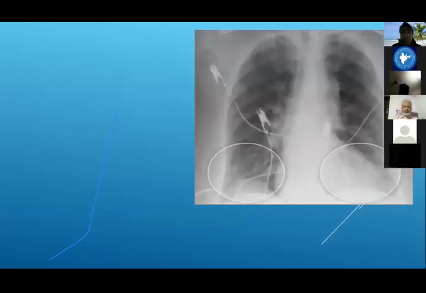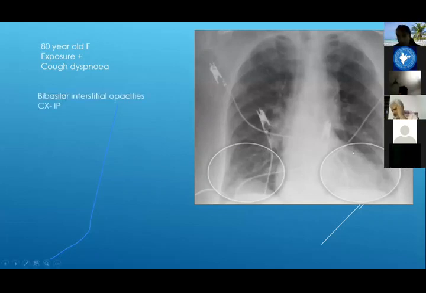The next case, it's an 80-year-old female. She has a strong exposure and is now presenting with cough and dyspnea. Here in this chest X-ray, we are seeing bibasilar interstitial opacities, linear opacities. Again, it's not consolidation, some linear opacities. And here also we can give it as chest X-ray indeterminate for pneumonia, that is CXIP.